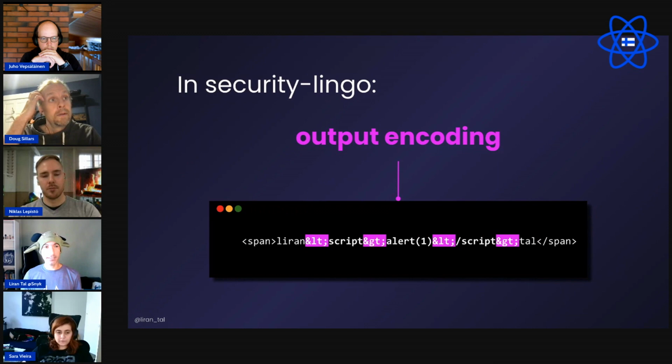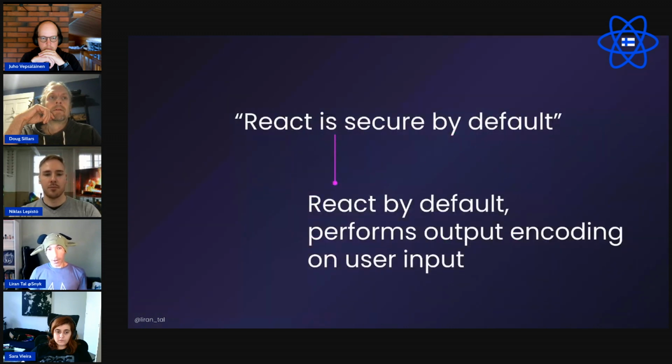Now, that is what we need to understand. This is the basic stuff. In security lingo, this is output encoding. This is a secure way to put information into the browser, into the page, into the DOM, whatever you want to call it, and have it not render, not actually evaluate any real-time stuff. So when we say React is secure by default, we mean that React by default performs some kind of output encoding on user input.